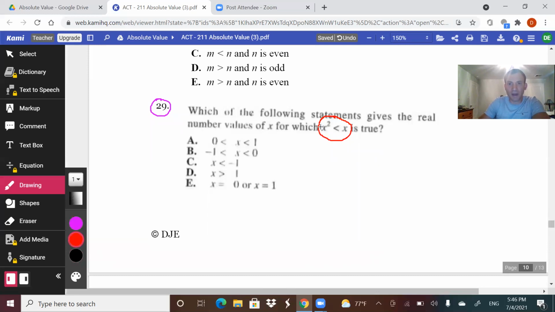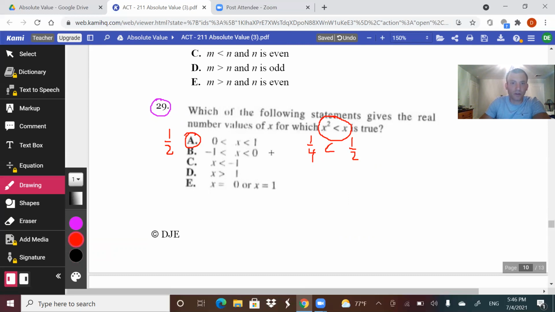So if we plug in a half, what we're going to get is a half squared is 1/4. I'm just trying out A. And that's going to be less than a half. So we're going to know when is x squared less than x. Well, I think we already figured it out. It's got to be A.